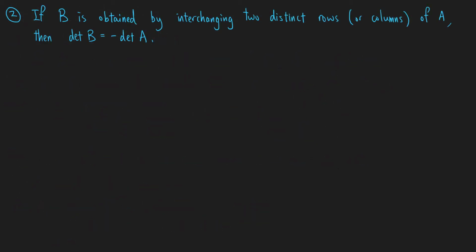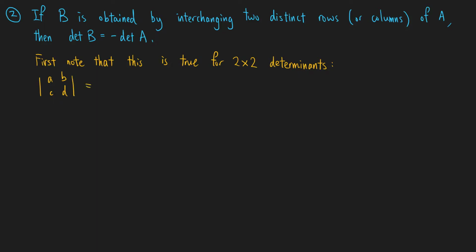The second property is that if B is obtained by interchanging two distinct rows or columns of A, then the determinant of B equals the negative of the determinant of A. To prove this, we first note that this is true for 2×2 determinants. Indeed, the determinant for a b c d equals a times d minus b times c, which can be written as the negative of bracket c times b minus d times a, which is equal to the negative of the determinant of c d a b.